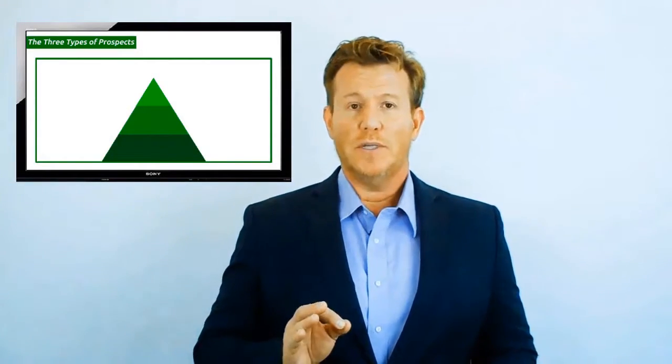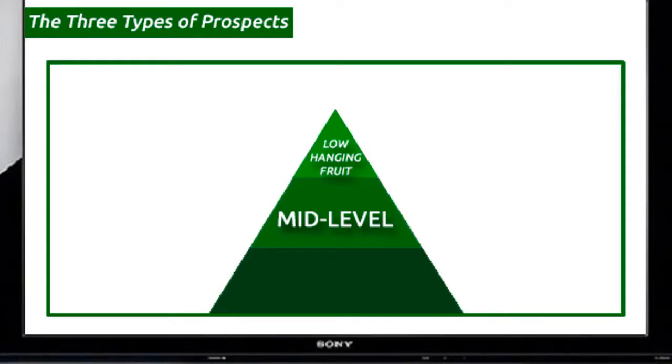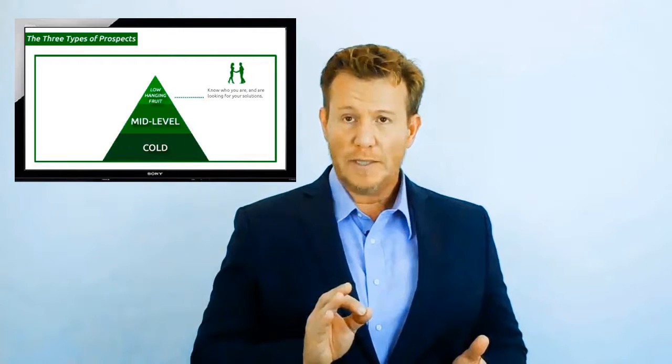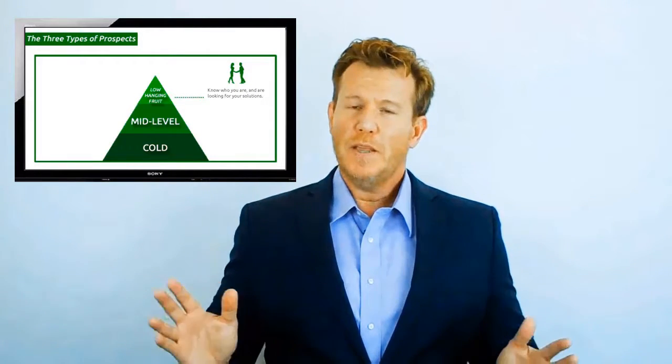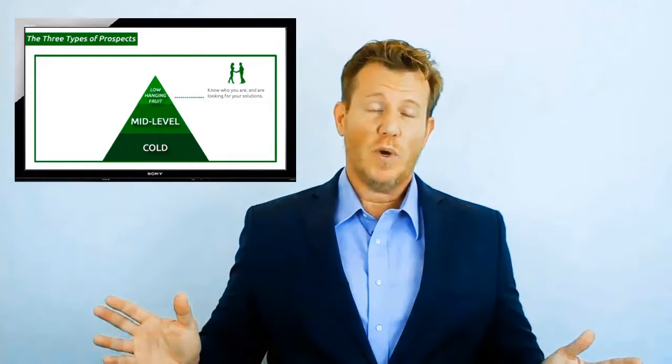Now here's why that's important. There are only three types of prospects in the world. There's the low-hanging fruit, there is mid-level, and there's a type of prospect called a cold prospect. Now, a low-hanging fruit prospect is someone who already knows you and they're already familiar with and they want the solution that you can help them with. Those, of course, are the holy grail of small business marketing. And in fact, that's what we're all after.